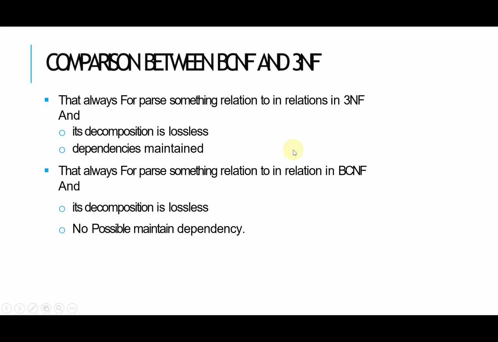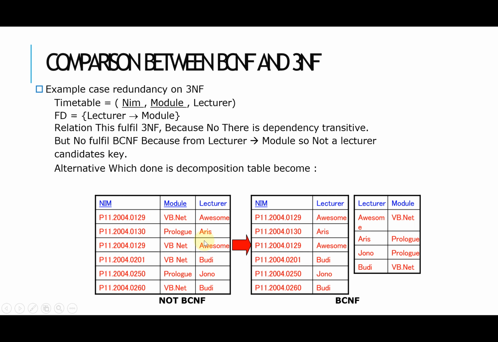Okay, comparison between BCNF and 3NF: for any relation in 3NF, its decomposition is lossless and dependencies are maintained. Okay, but for BCNF, its decomposition is lossless too, but it is not possible to maintain dependencies. Okay, that's an example of not BCNF or BCNF. If we have 3NF, for example, any module and lectures, but in the BCNF the lectures, okay, it should be decomposed, or make new tables in here.